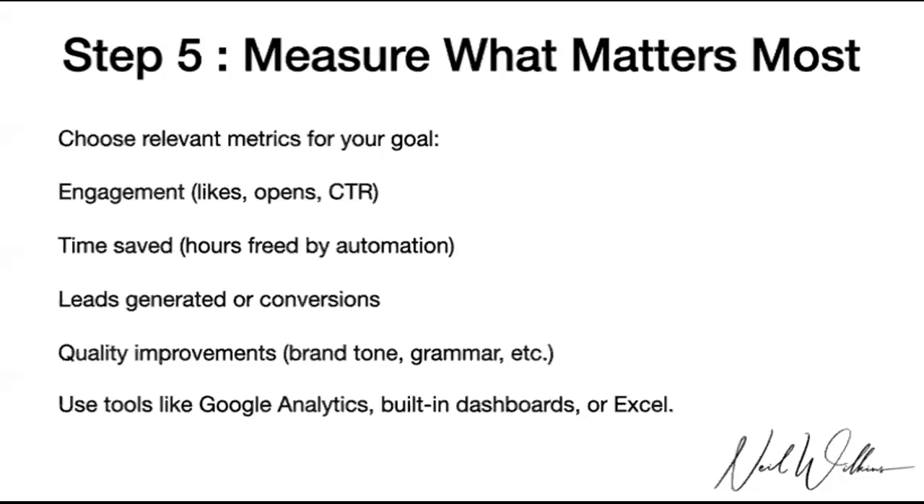Maybe it's time saved, so hours freed up by the automation from these tools. Maybe it's things like leads generated or conversions if you're in a commercial environment. Those things will be key and relevant metrics. Maybe it's quality improvements, your brand tone, grammar, the style of engagement through your content. And so you can use tools like Google Analytics, your built-in dashboards, or even Excel, because of course Excel now is embedded within and has Copilot in it. So you can still be using AI in most of these tools now to go deeper into what happened of those things that you're measuring that matter most.